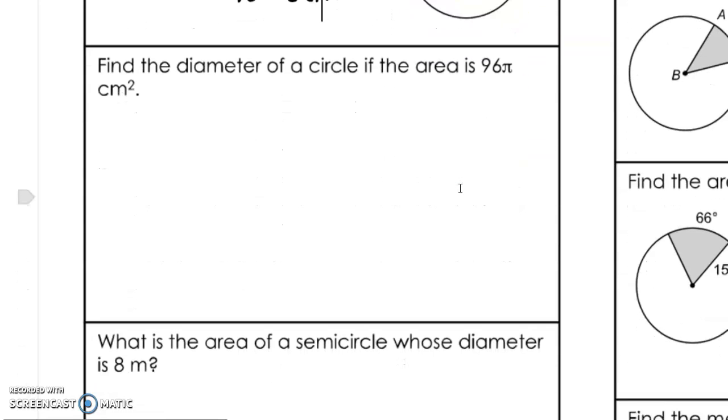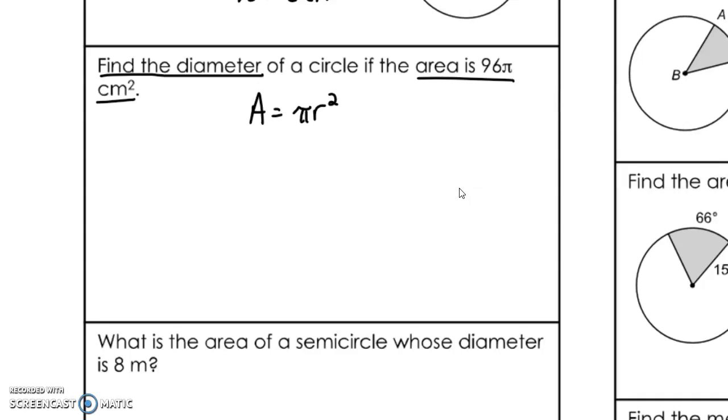Okay. This says find the diameter of a circle. So you know the area. You're finding the diameter. The area is 96 pi centimeters squared. Well, keep in mind, we have this formula. Area equals pi r squared. The area is 96 pi. And if we solve, we're going to get the radius, but that's okay because we can use the radius to find the diameter. So first I'm going to divide by pi on both sides. So 96 pi divided by pi, the pi's cancel out. So you're left with 96 equals r squared.